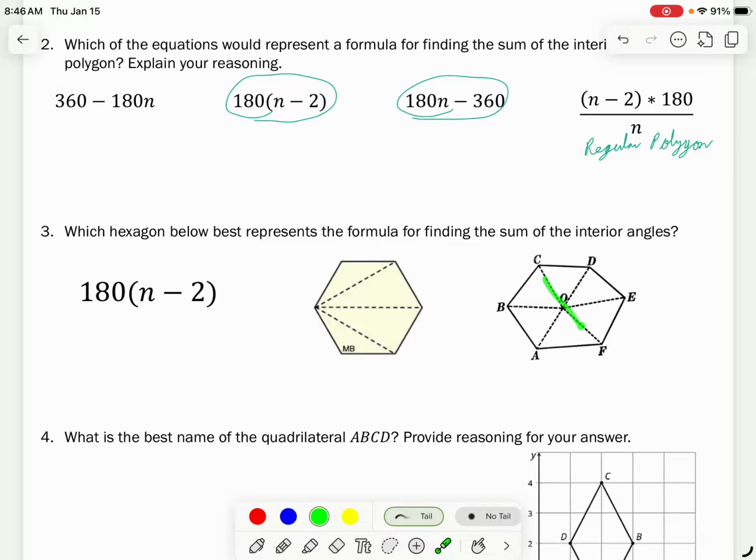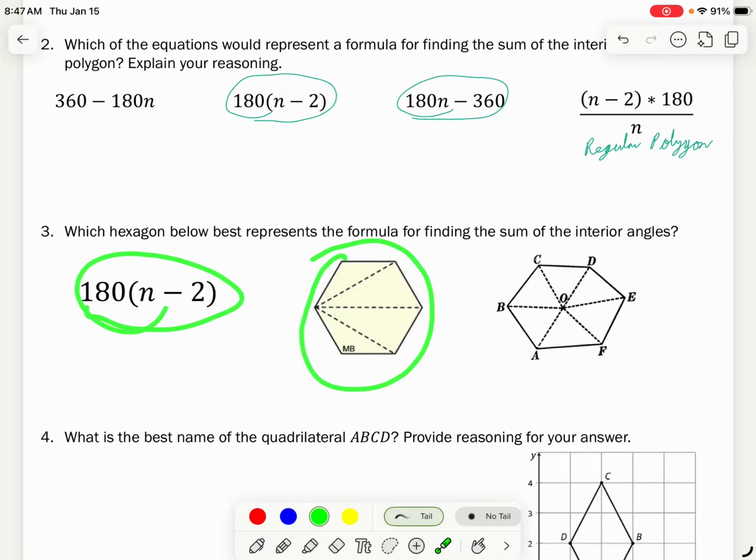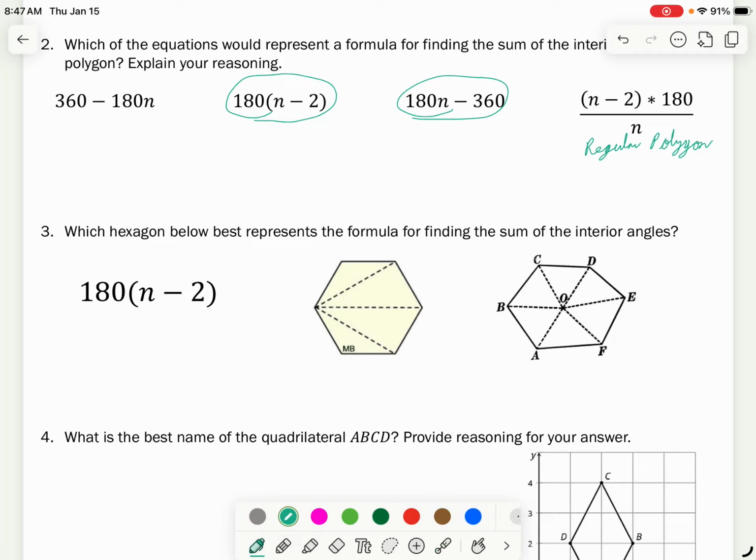But notice how these triangles kind of intersect a little bit in the middle. They're not a full intersection because they're different triangles, but that adds an extra 360 degrees to our total. And since there are 6 triangles, that's an extra 180 and another 180 to get 360 degrees. This is the one that best represents the 180 times n minus 2. So I'm going to go ahead and circle that one. Okay. And we know it breaks into 4 triangles.